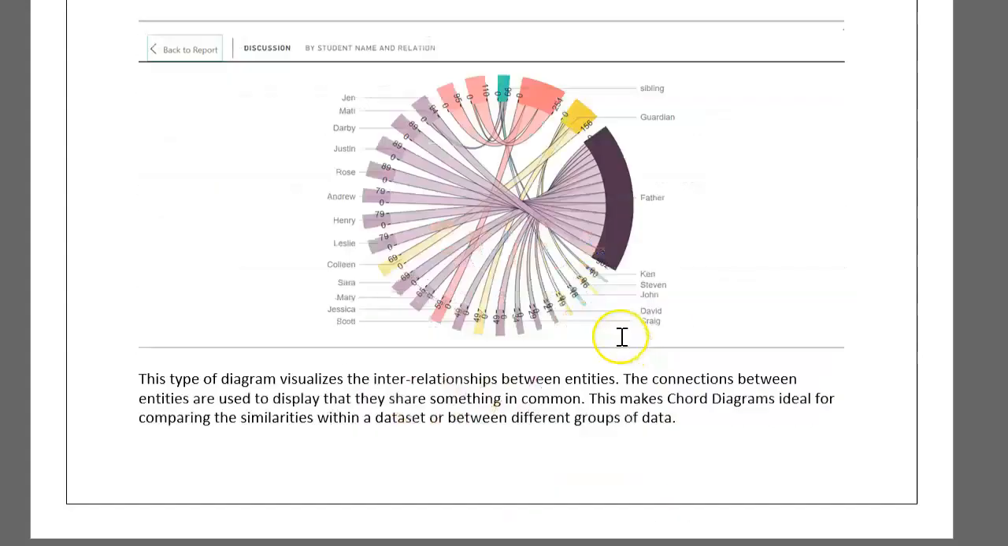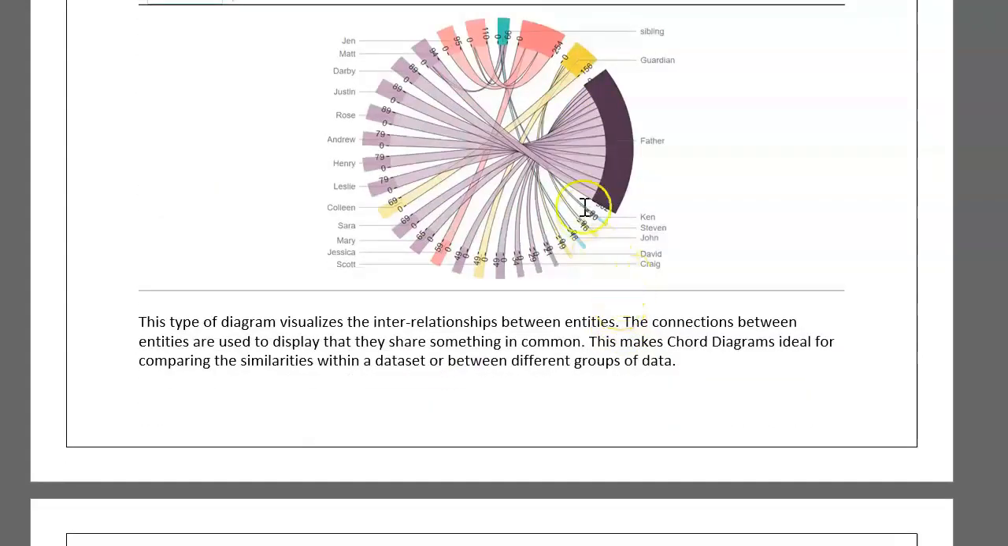I'm just going to explain this one. If you see here, there are 25 separate variables I have given. These are 25 separate students, and they are linked with the sibling, guardian, father or mom. The green represents the sibling, the pink represents the mom, the yellow represents the guardian, and the purple represents the father. So this is kind of a chord chart.